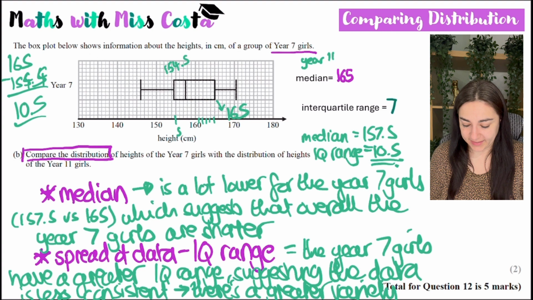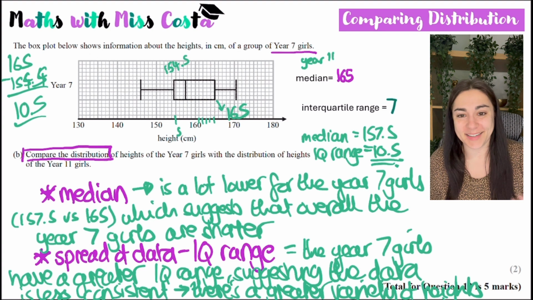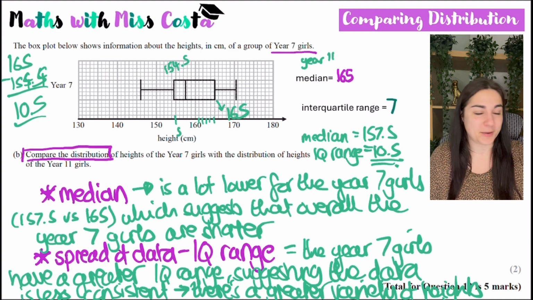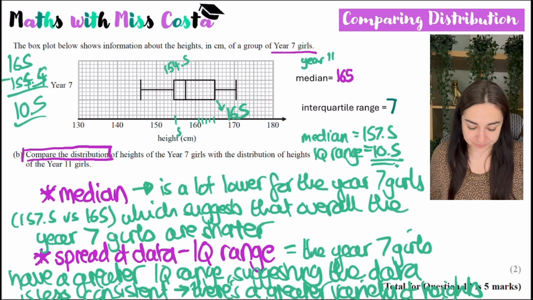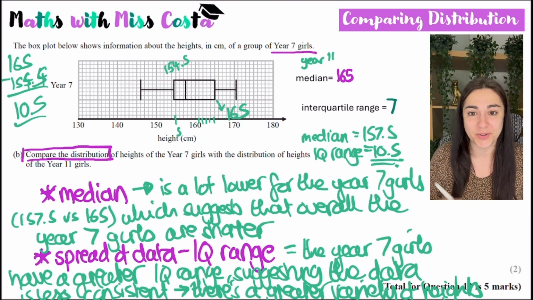And that makes sense because if you think about it, in year 7, like all throughout secondary school, different people grow at different times. So some people shoot up in year 7, some people don't shoot up until year 11. So the key thing is whenever you're having to compare distributions, you always compare the median and the spread of data and you put it into context. You explain what that means.